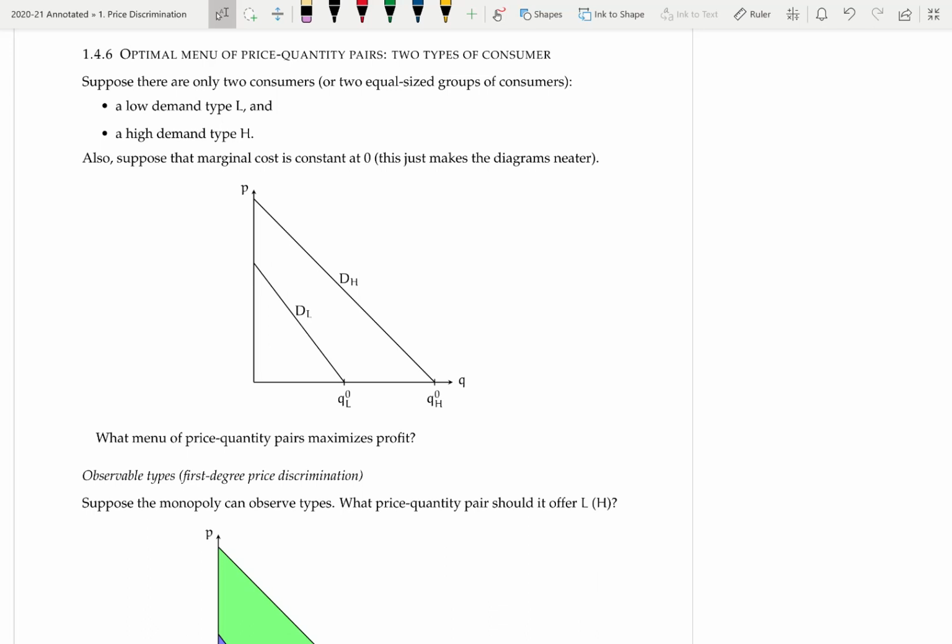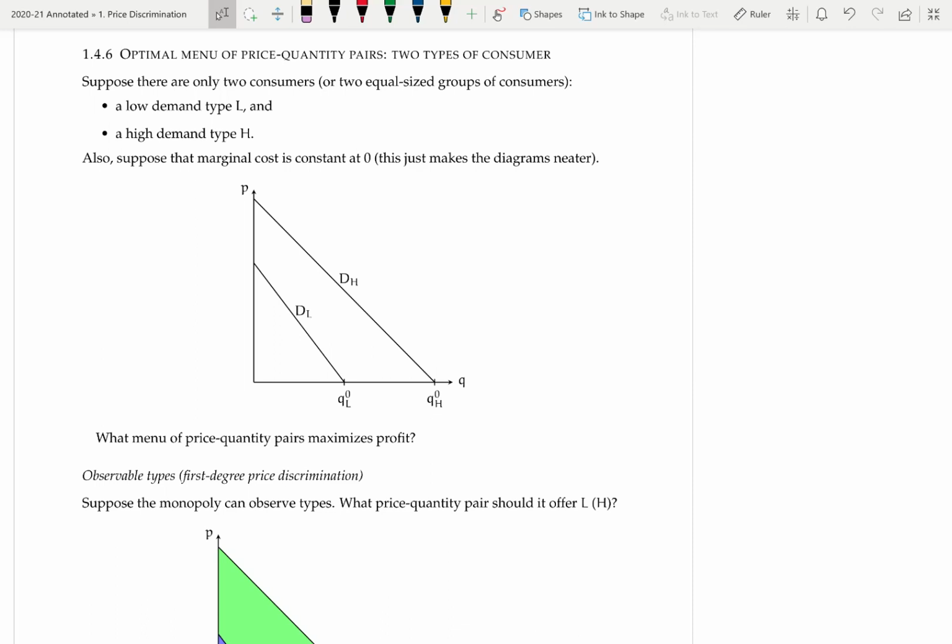When there's more than one type of consumer, now it matters whether the monopolist can distinguish between the two types of consumers. And here we're going to look at the case where the monopolist can't distinguish between the consumers and therefore must offer them the same things.